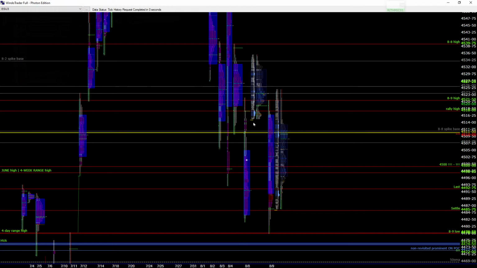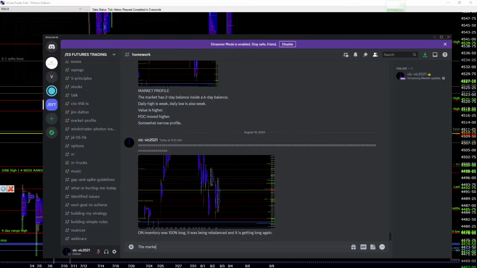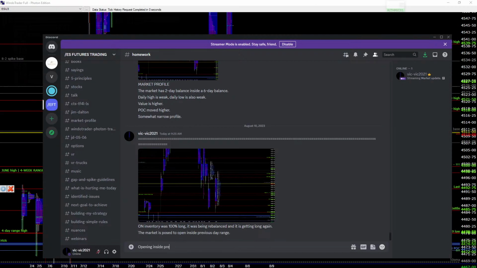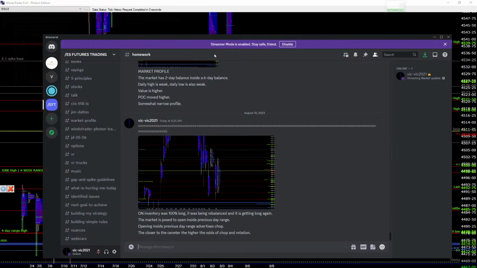Simple observations: 2-day range, the market is at the center. The market is post open. Opening inside the previous range, that's chop. The closer to the center, the higher the chance of chop and rotation. All right, right there.